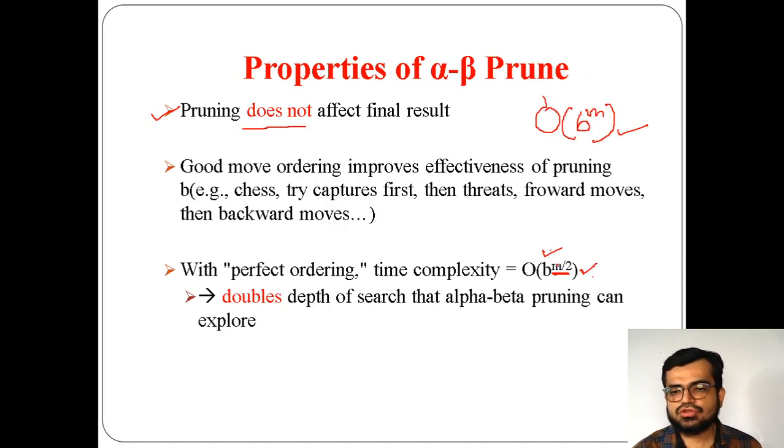So big O of b to the power of m by 2. As you know, b is the branching factor, and m stands for the depth. So in this way the alpha beta pruning works.